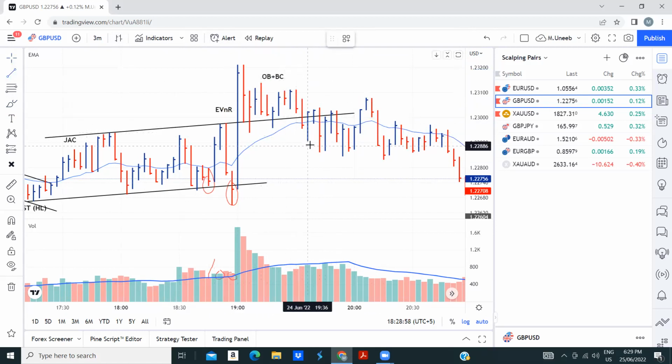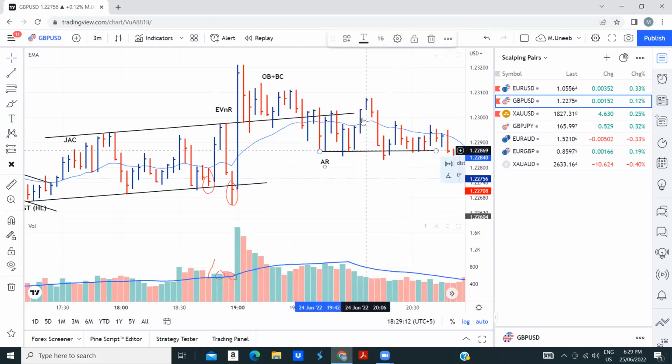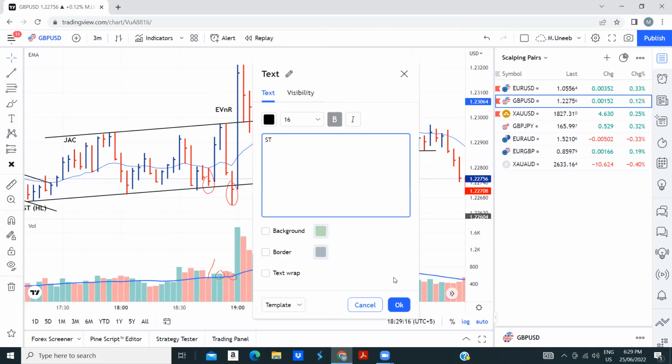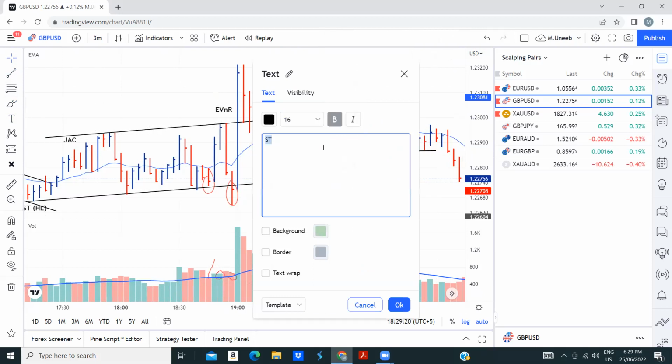And now this one is what? When we came down, it came down here. This is the last point, and the price started rising here again. So this is what? AR. Okay, this is what? Secondary test. And secondary test has what quality? Can you tell me the quality of the secondary test? This is lower high. Lower high.